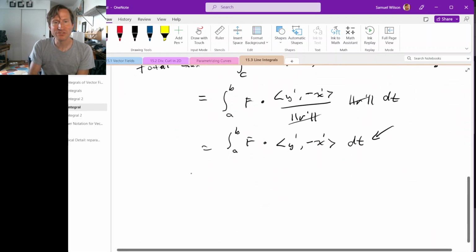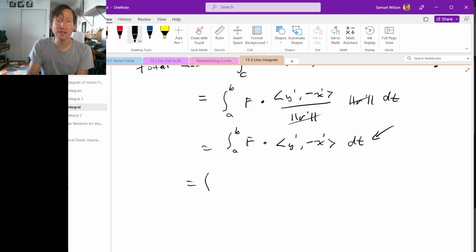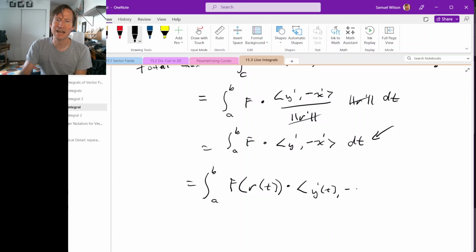Of course, I'm using a little shorthand here because really f is a function of position, and we need to use our parameterization to tell f where we are located at any particular time. And y prime and x prime, these are really functions of t. Right? So to write everything out in explicit detail, it would look like this.